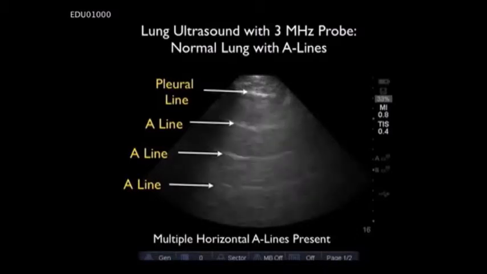We note here the presence of multiple A lines, those horizontal reverberating lines coming off of the pleura at regular intervals that are indicative of normal lung.